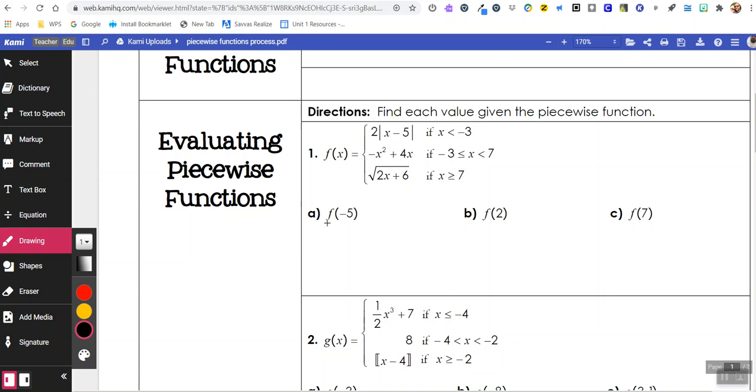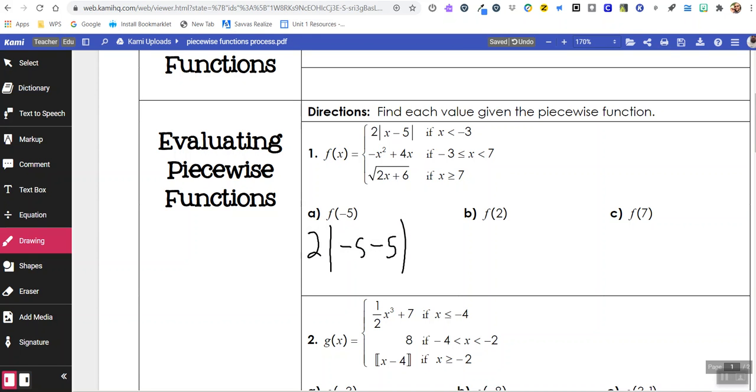So if you had to evaluate f of -5, would you use the top part, the bottom part, or the middle part? Well, -5 falls right here, it's less than -3. So you plug in 2 times the absolute value of -5 minus 5. And -5 minus 5 is -10. What's the absolute value of -10? That's 10, times 2 gets you 20.